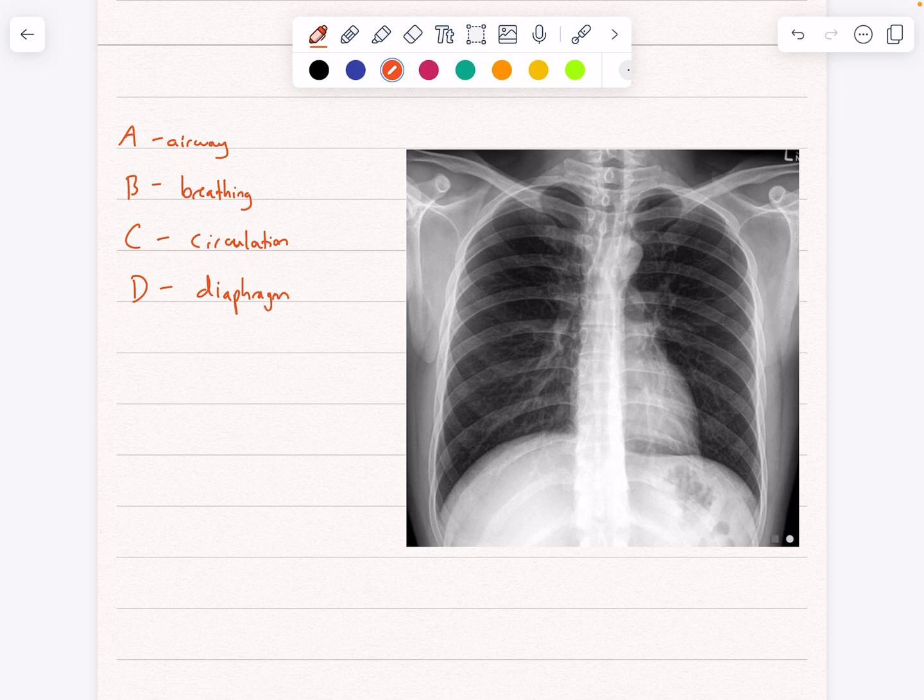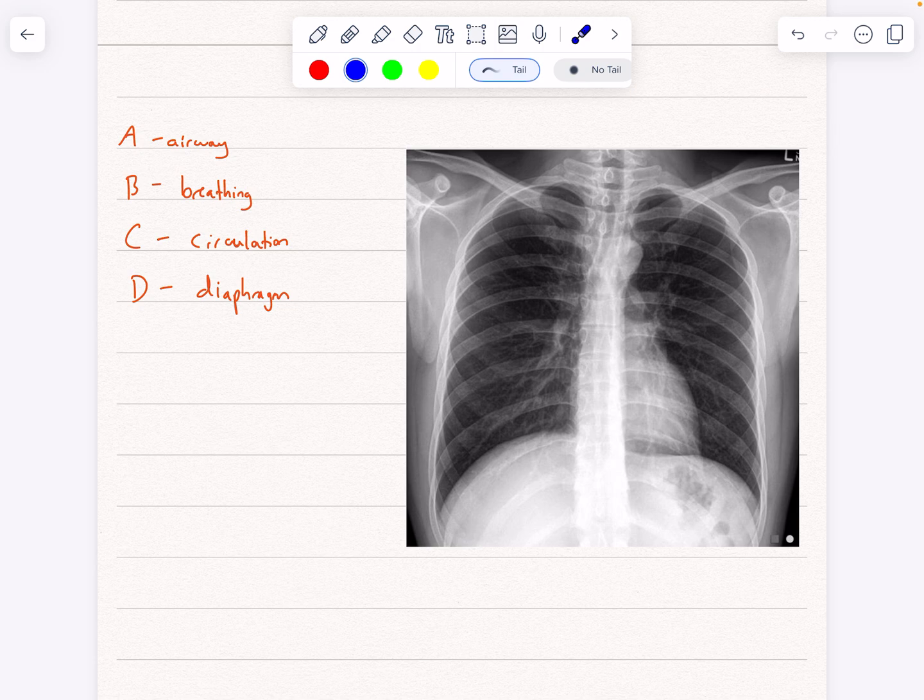This is basically now having a look at the diaphragm here. Normally the right side, which is here, will be higher than the left side. The reason for that is because you've got your liver here, and that kind of pushes up on the diaphragm. So what you're going to be looking for are these bits here, which is the costophrenic angle. Phrenic being diaphragm, costo referring to the ribs.